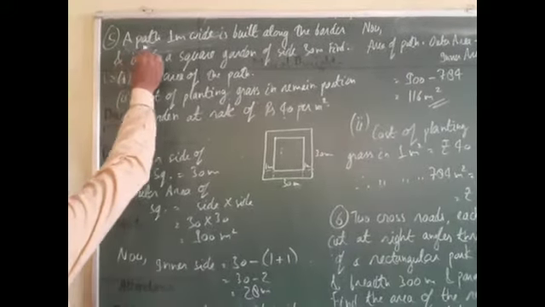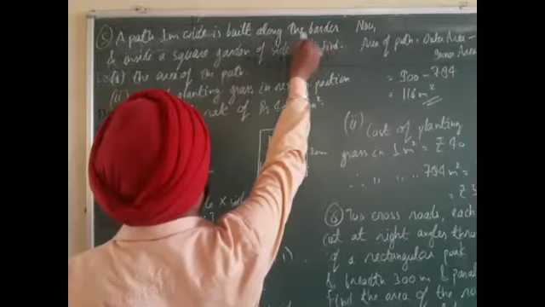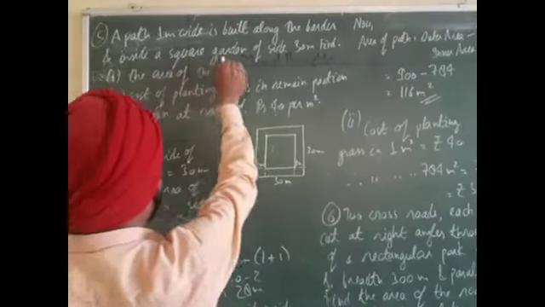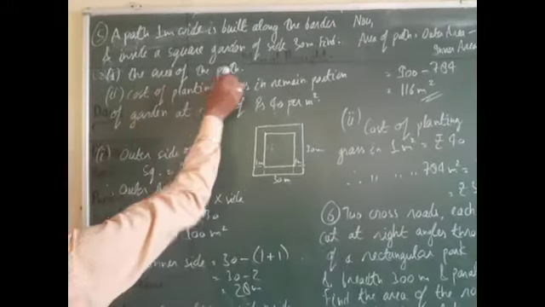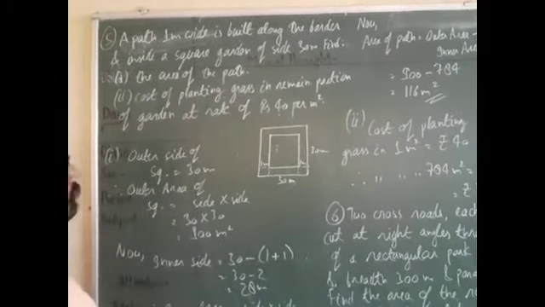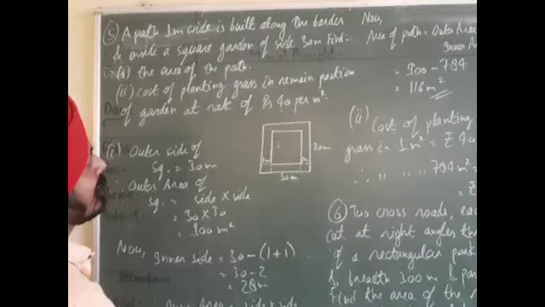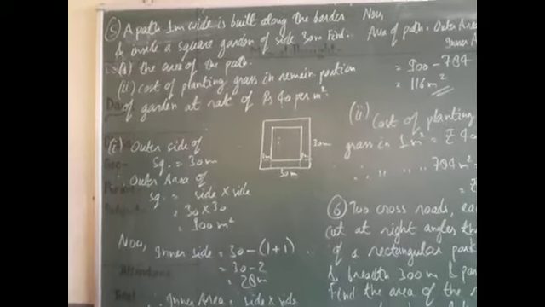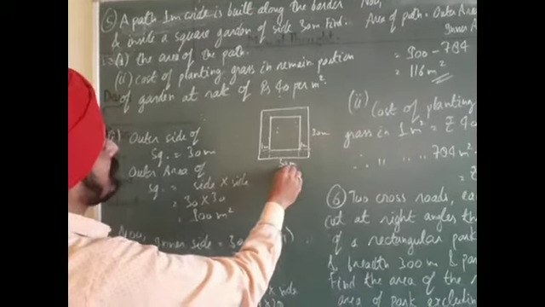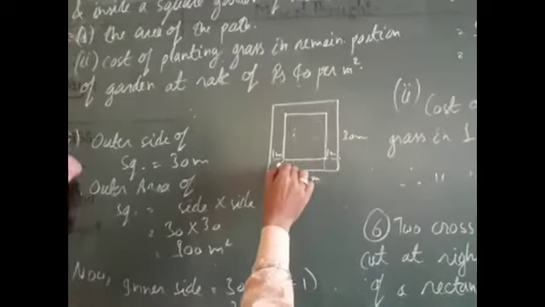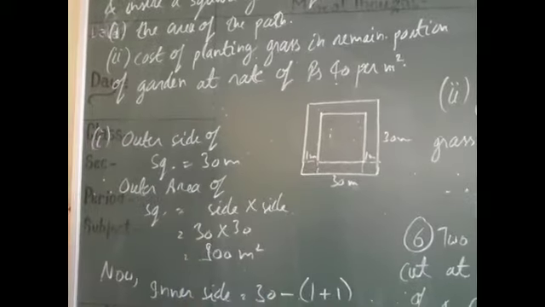Fifth question, a path 1 meter wide is built along the border and inside a square garden of side 30 meter. Find, first part is area of the path. Then in second part you have to find the cost of planting grass in remaining portion of garden at rate of rupees 40 per meter square. So now square park is given 30 meter and on all four sides 1 meter is given width.